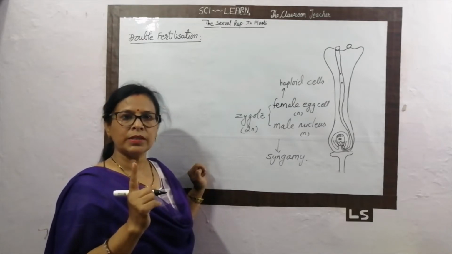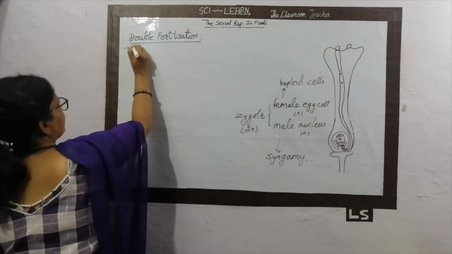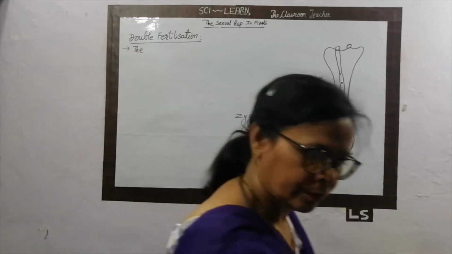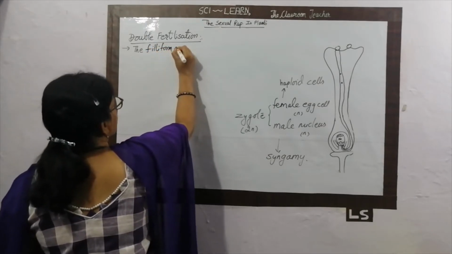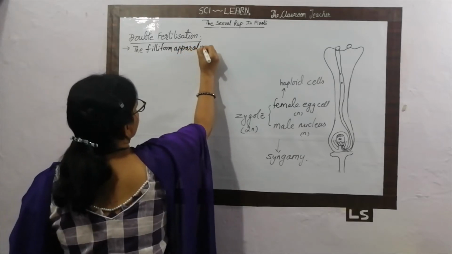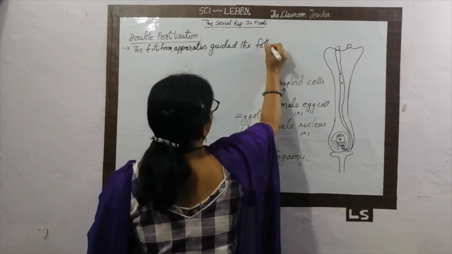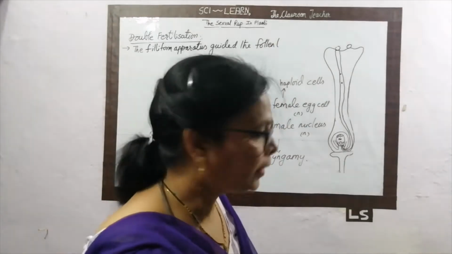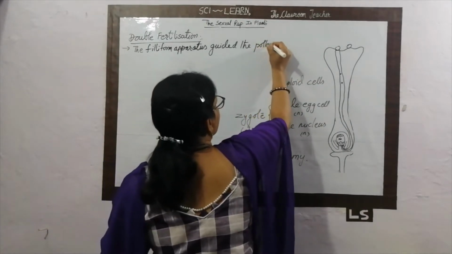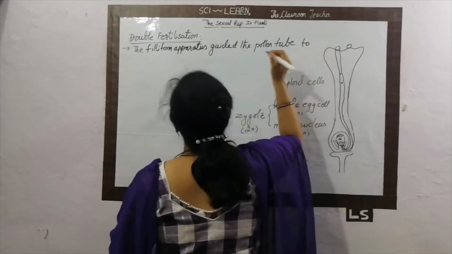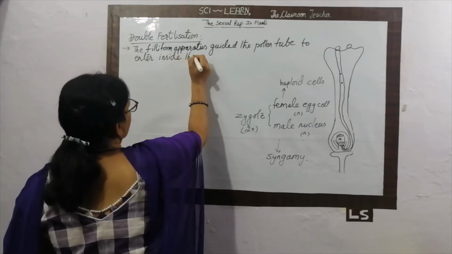So what happened in this process? The filiform apparatus guided the pollen tube to enter the embryo sac, and the filiform apparatus is present in the synergid.